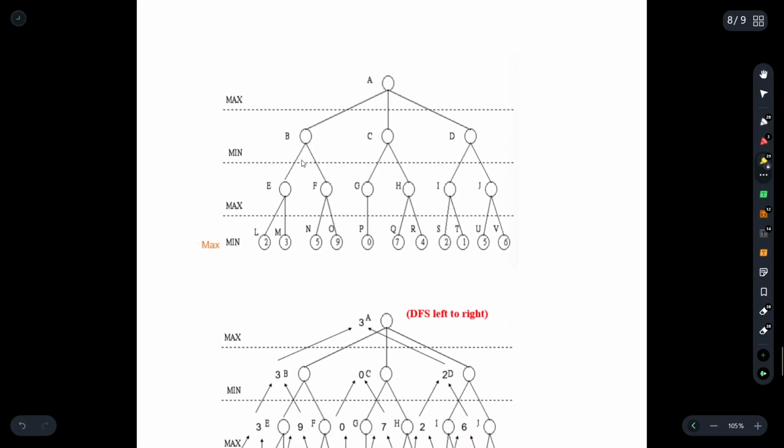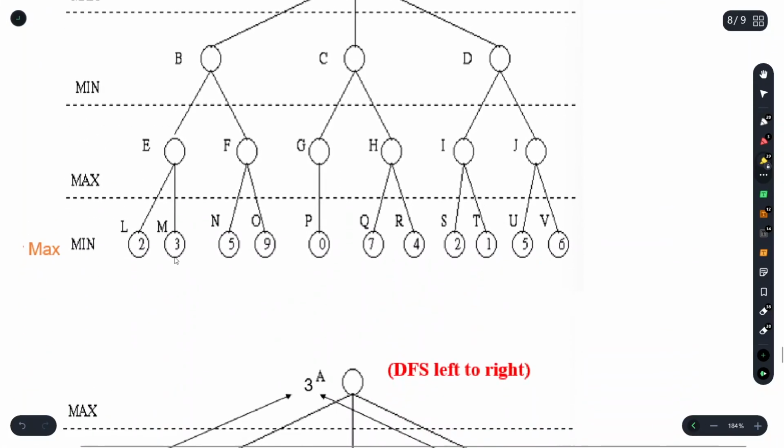Now here we can see the minimum layer; this doesn't matter, as it will be given in an examination itself. In the maximum layer, you need to calculate the maximum value from both. From 2 and 3, the maximum value is 3, so you write 3 here. From here the maximum value is 9. From here it is 0. From here it is 7. Then from here it is 2. From here it is 6.